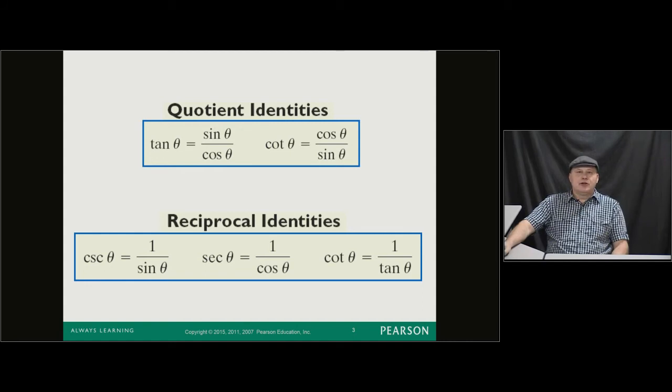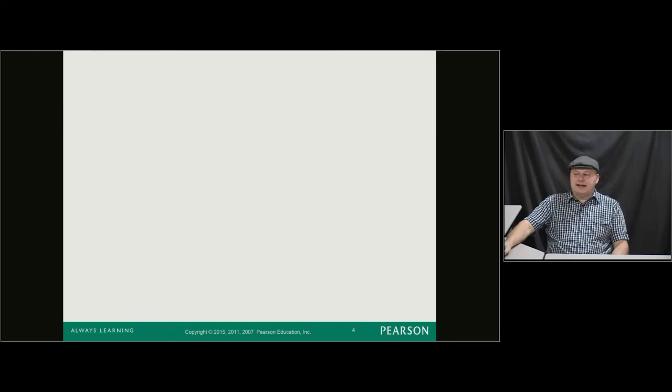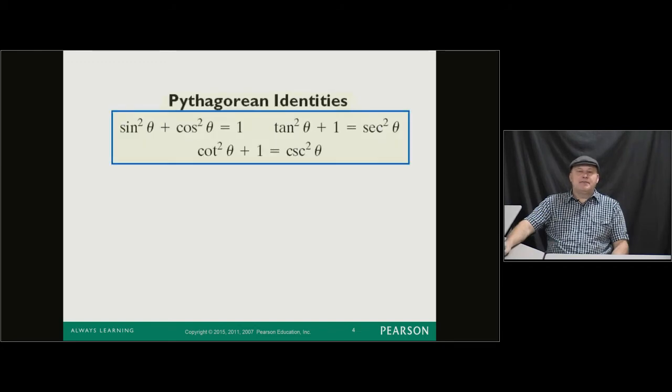Okay, so you needed to remember those identities. And then we have the Pythagorean identities. Sine squared of theta plus cosine squared of theta equals 1. Tangent squared of theta plus 1 is secant squared of theta. And cotangent squared of theta plus 1 is equal to the cosecant squared of theta. So those are the fundamental ones that we picked up at the very beginning when we were talking about trig functions, and we proved them.